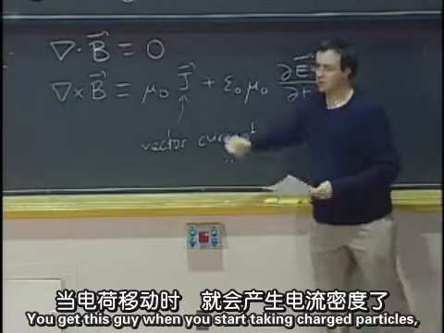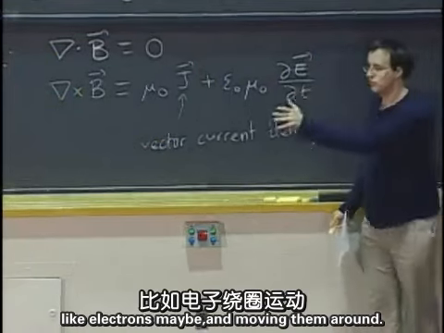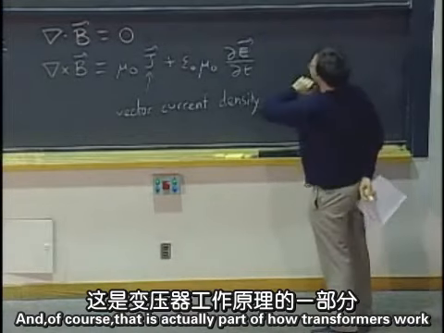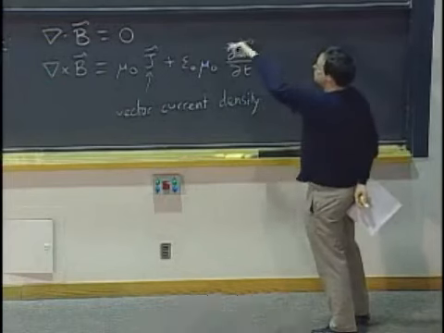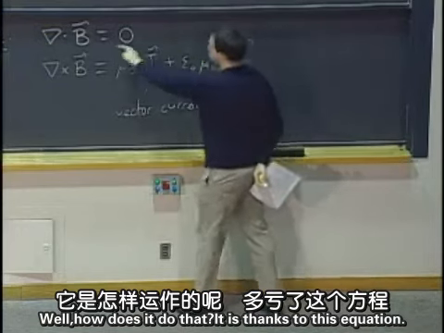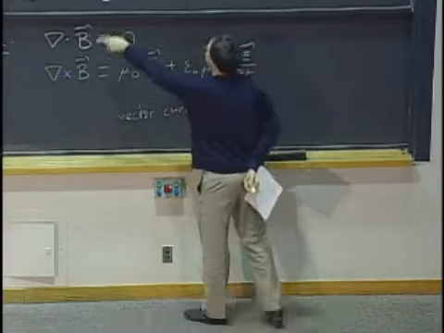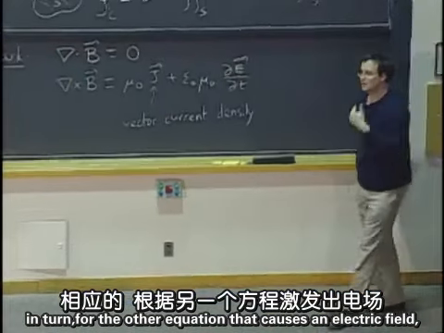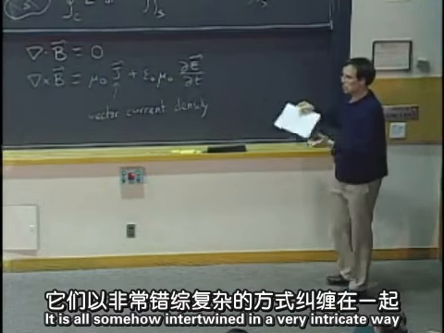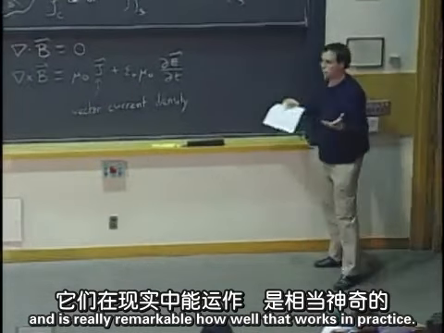Okay, so you get this guy when you start taking charged particles, like electrons maybe, and moving them around. And of course, that's actually part of how transformers work, because I told you, running the AC through the first loop generates a magnetic field. Well, how does it do that? It's thanks to this equation. If you have a current passing in the loop, that causes a magnetic field, and in turn, through the other equation, that causes an electric field, which in turn causes a current. So it's all somehow intertwined in a very intricate way, and it's really remarkable how well that works in practice.